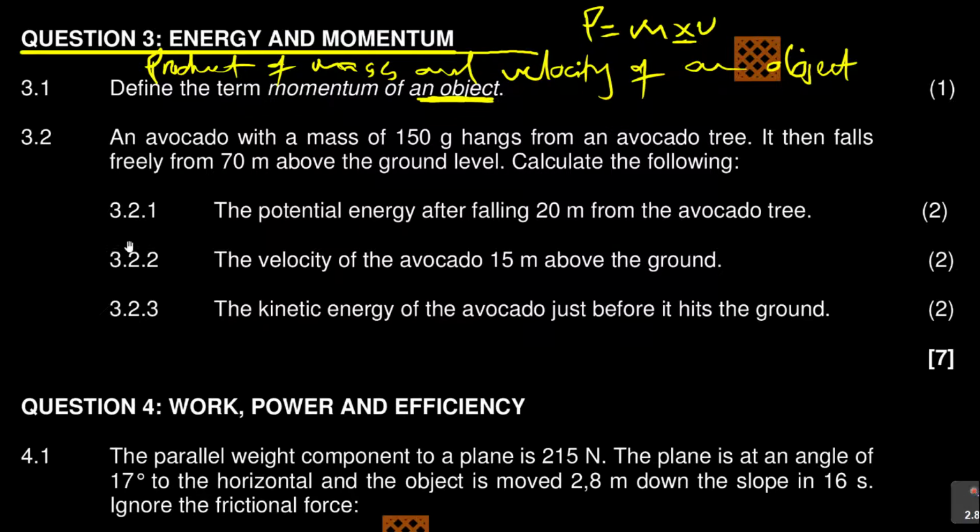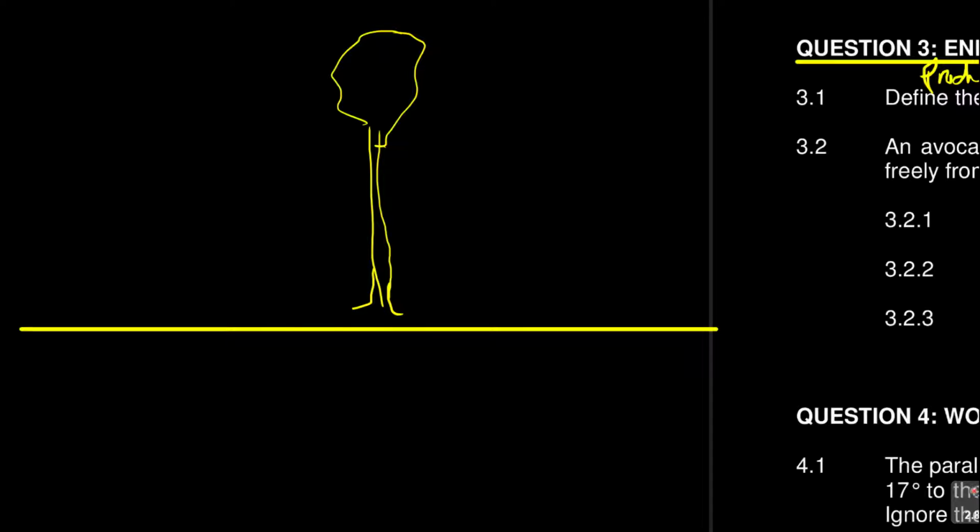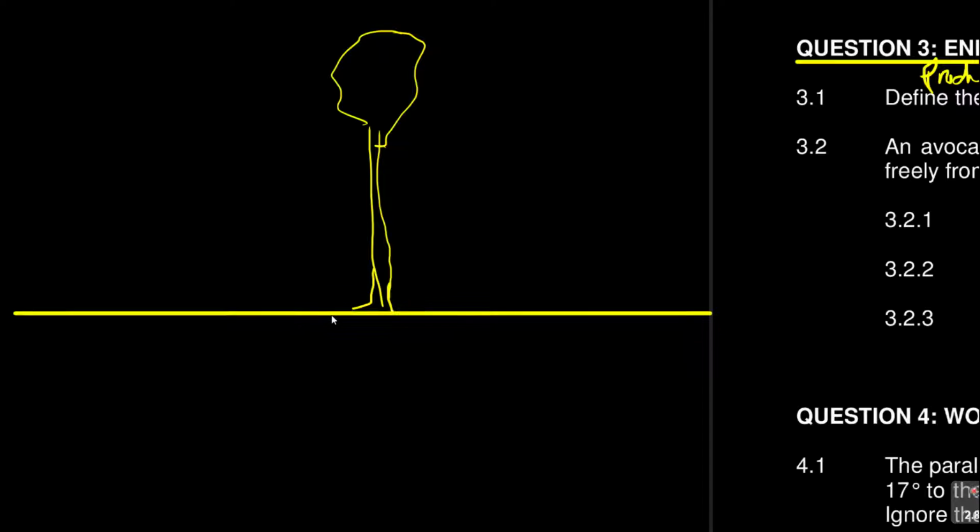Calculate the following. Just to picture this, you have a tree here. We call it our avocado tree. So this is the ground. You have a tree on the ground side. I mean, this is the ground level.